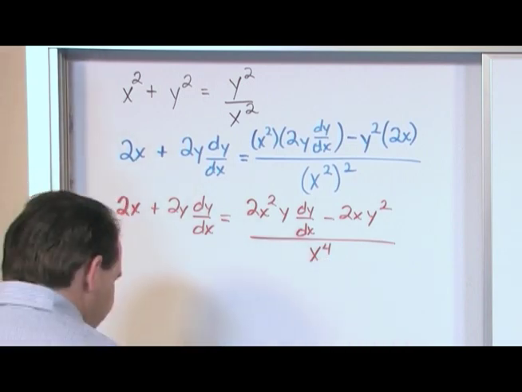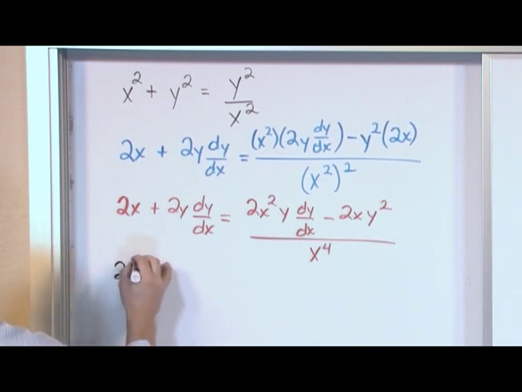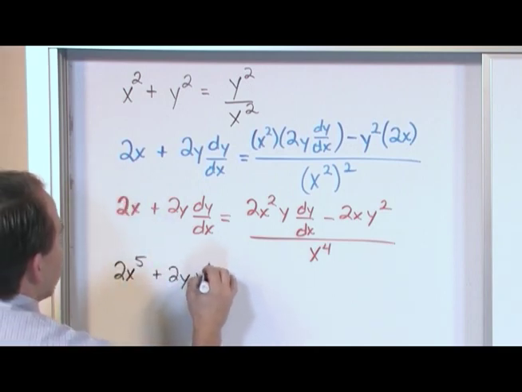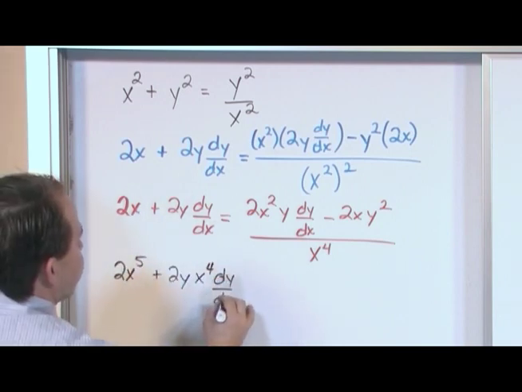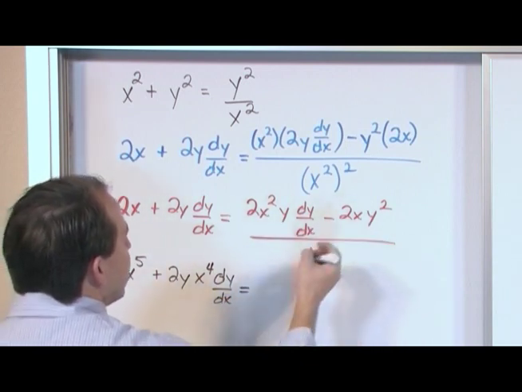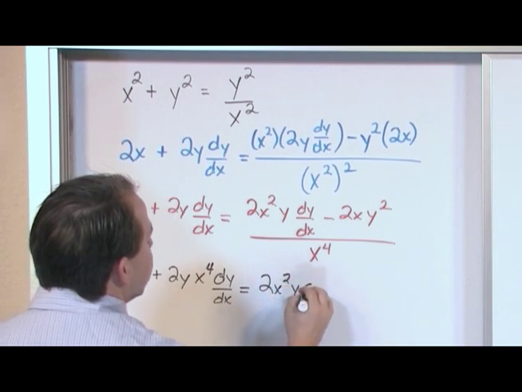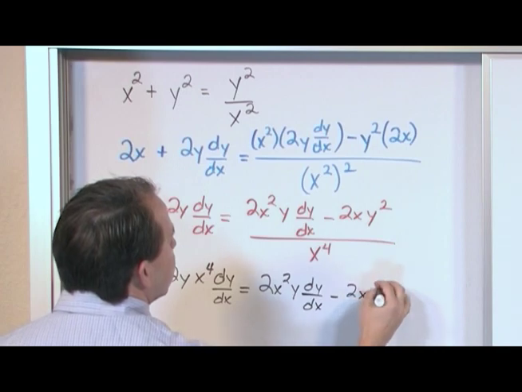So I'm going to multiply both sides of this equation by x to the fourth power, so it'll disappear on the right-hand side. We multiply by x to the fourth, and on the left we'll have 2x to the fifth, because we add the exponents here. Then we'll have 2y times x to the fourth, because we have to multiply both terms by x to the fourth. Don't forget your dy dx. And on the right-hand side, we just need to rewrite this stuff here: 2x squared y dy dx minus 2xy squared.